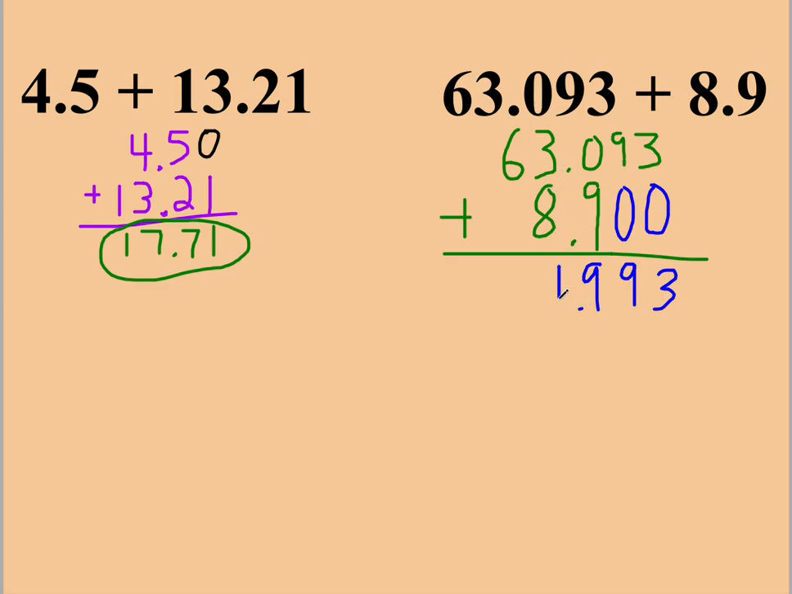8 and 3 is 11, right? So I put 1 in my ones place, and I carry a 10 over here. 6 and 1 for my tens is 7, so there's 7 tens. 71 and 993 thousandths, or 71.993.